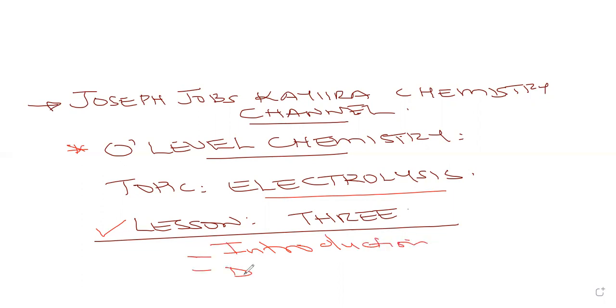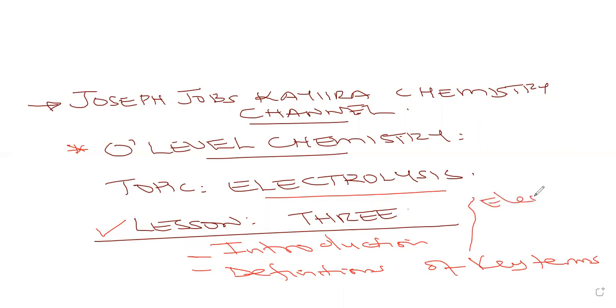I also looked at definitions of key terms in electrolysis, where we saw what an electrolyte is. We saw what strong electrolytes are, what weak electrolytes are, what non-electrolytes are. We saw what electrodes are. Under this, we saw the anode by definition. We also saw the cathode. We then saw the definition of electrolysis itself.